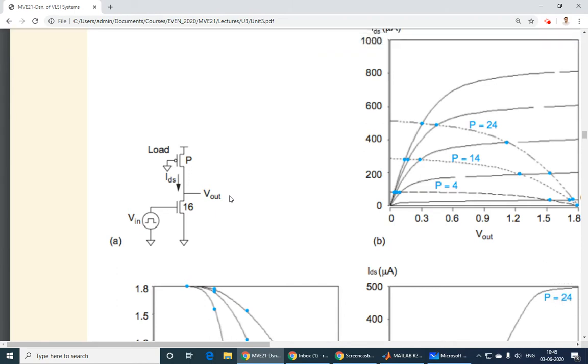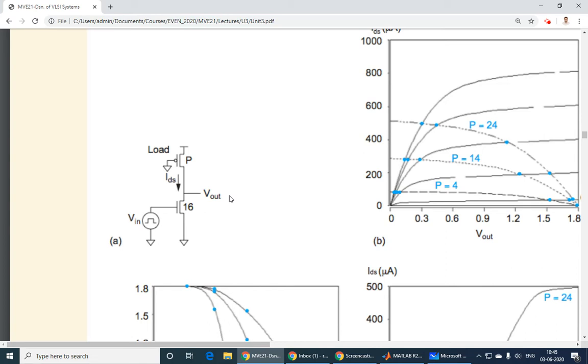And there's a little bit of a problem. The pull up network is always conducting. So when the pull down network is not conducting, then the output is at a very good value, which is logic high or VDD, because there is no current flowing. But when the pull down network is conducting, the pull up network is also conducting.